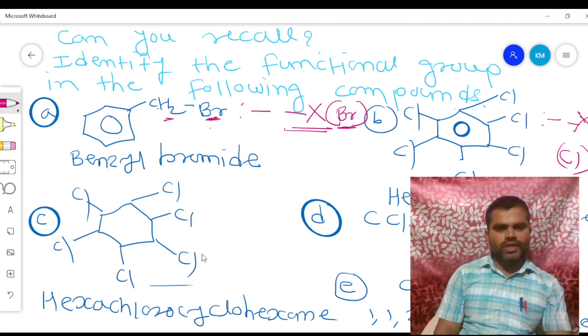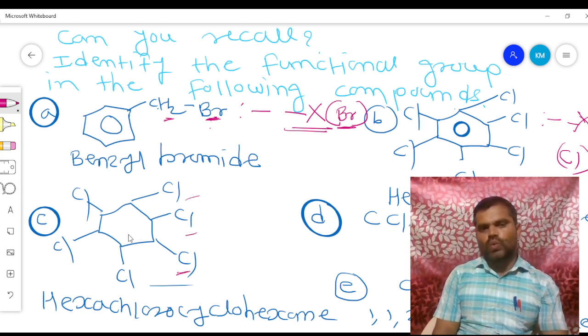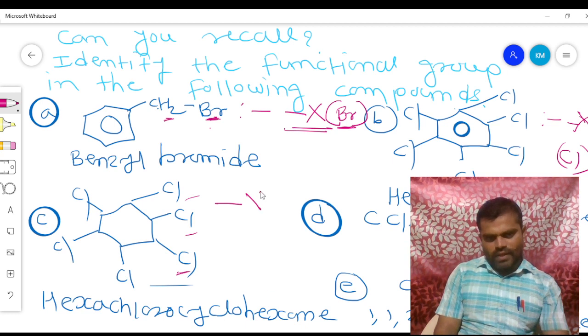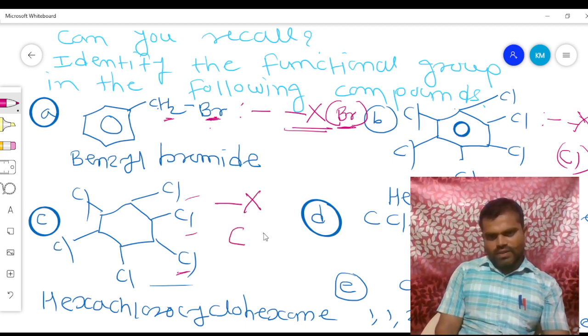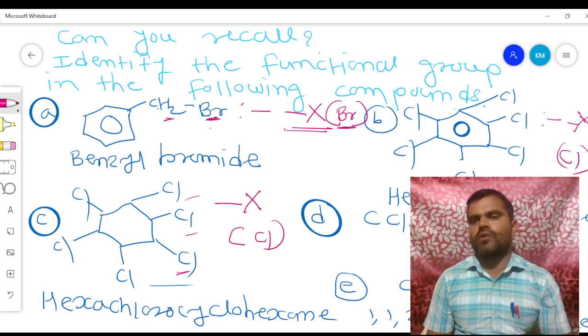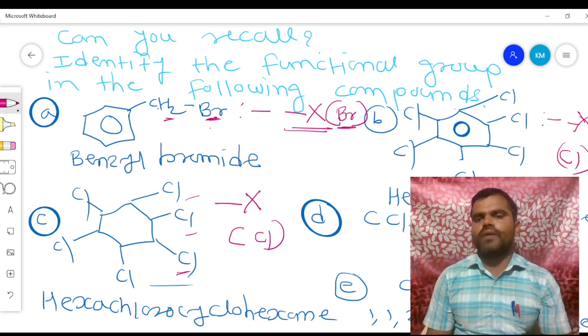The next, here also Cl atoms. How many Cl atoms get bonded to cyclohexane? 6. So its functional group will definitely be bond X, and we can write here Cl in brackets. The next, what about freon? Here 4 halogen members get bonded to carbon atoms.